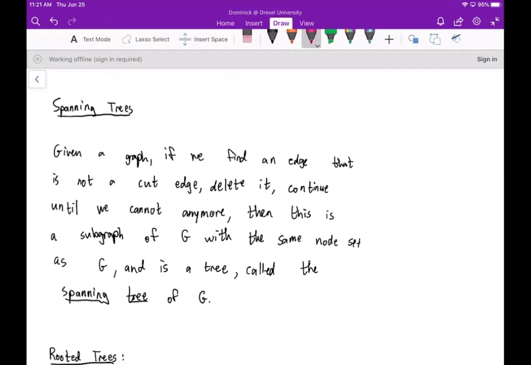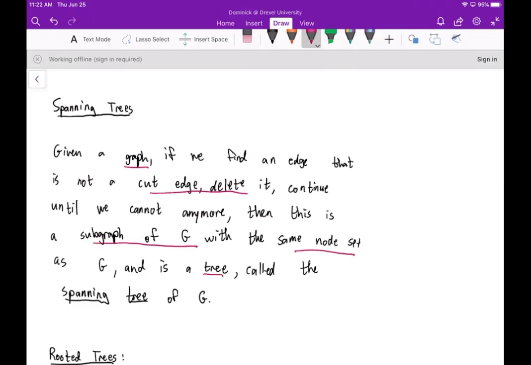Okay. Now that we've talked about trees, we can talk about the idea of a spanning tree. If we're given any graph, if we find an edge that is not a cut edge, we delete it, right? And we continue doing this until we can't anymore. Then this is a subgraph of G with the same node set as G and is now a tree because we removed any edges that are not cut edges, right?